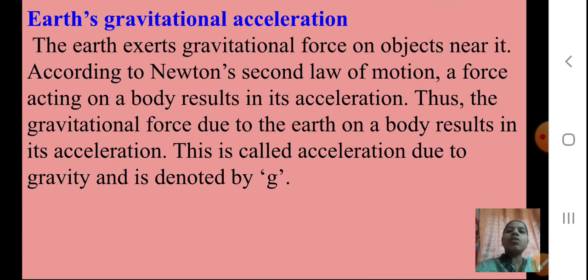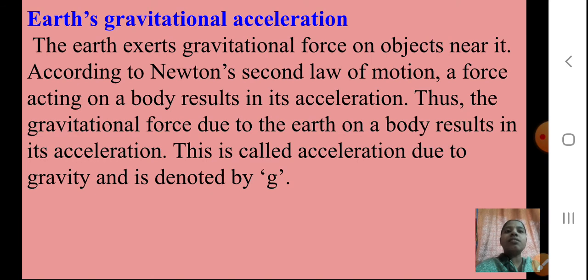Now the next topic which you studied was Earth's gravitational acceleration. Now what is this students? We have seen that whatever the a value is in Newton's law, the acceleration, that is replaced by the g value, that is the gravity. a is your acceleration in all Newton's equations. Now they are replaced by g.